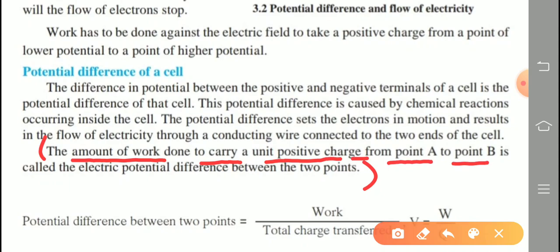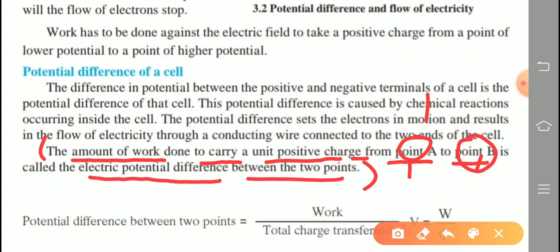So instead of the point A and B, what do we write here? Instead of point A, we write high electric potential, and instead of point B, we write low electric potential. You change these words. It is called the electric potential difference between the 2 points.